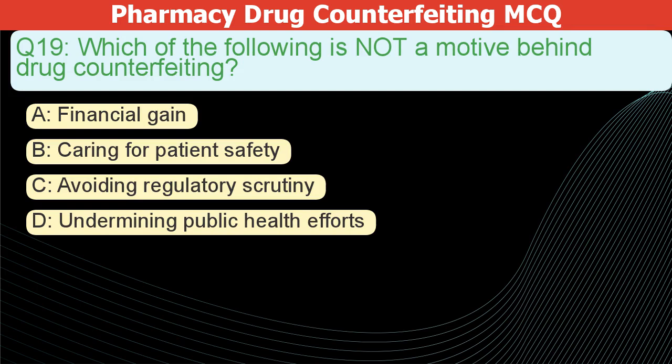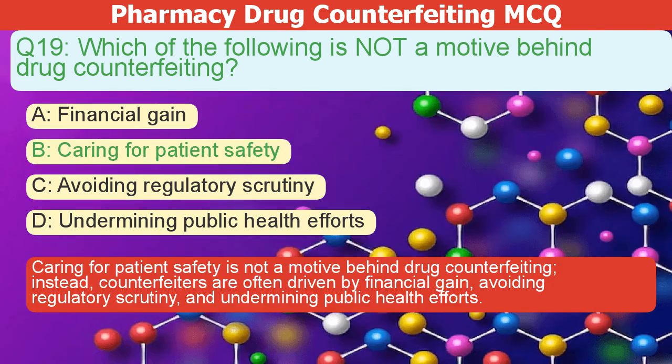Which of the following is not a motive behind drug counterfeiting? A. Financial gain. B. Caring for patient safety. C. Avoiding regulatory scrutiny. D. Undermining public health efforts. The correct answer is B. Caring for patient safety is not a motive behind drug counterfeiting. Instead, counterfeiters are often driven by financial gain, avoiding regulatory scrutiny, and undermining public health efforts.